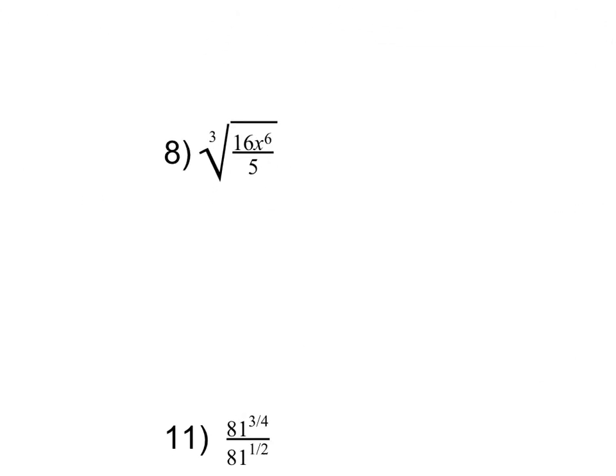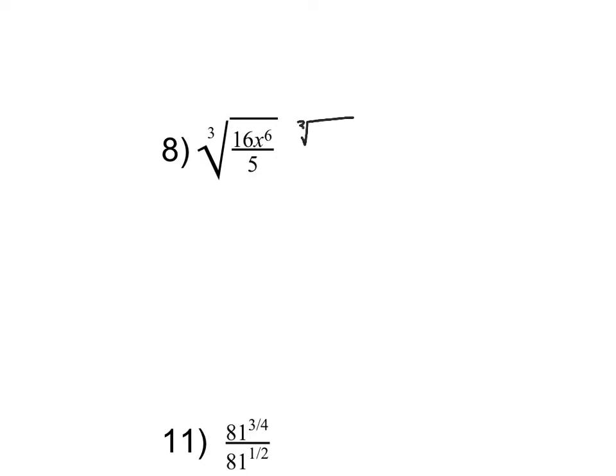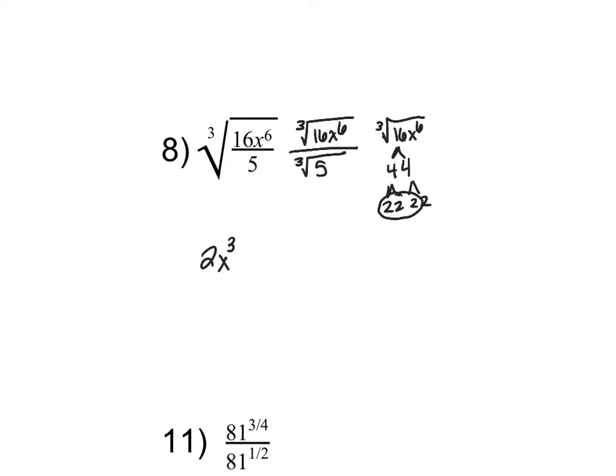All right, number 18, cube root of 16x^6y over 5. So my first step is always to separate it, cube root of 16x^6 over cube root of 5. So I'm going to deal with this cube root of 16x^6 first. We have 4 and 4, which gives us 4 2's. So only 3 can get married this time because of the cube root. So I have a 2 on the outside and x cubed.